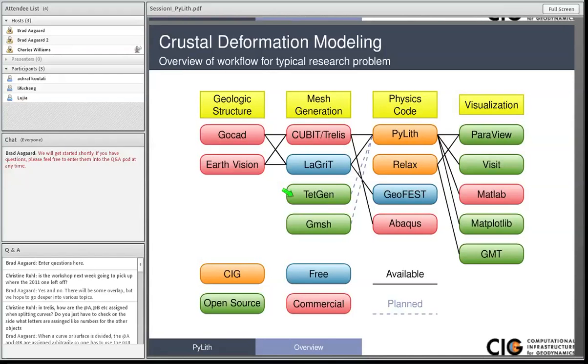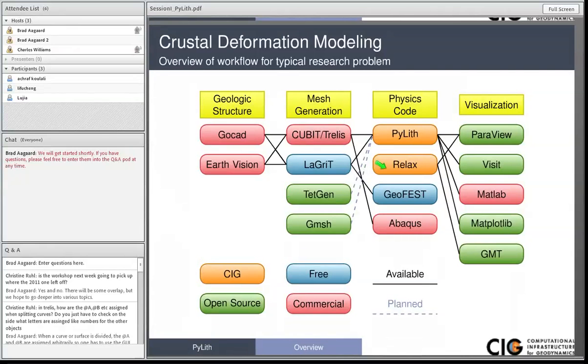LaGriT is all command line driven. It's not really under ongoing development, whereas Cubit and Trelis, which is the commercialized version, are under continued development, as well as Gmsh. TetGen is maybe not undergoing continued development, but it is open source, so we can work with the source code.